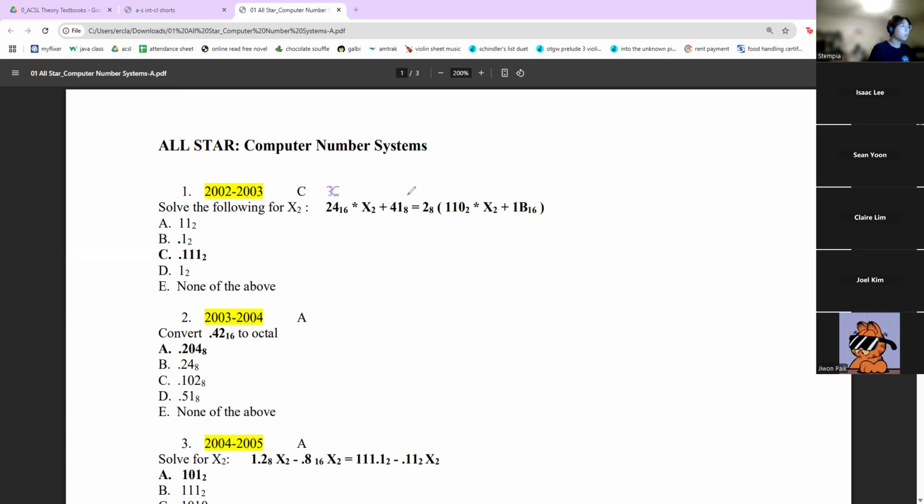We don't know what this x is. 41 in octal is going to be, I don't know, 1 plus 32 is 33, I think. 2 in octal is 2 in base 10. 110 in base 2 is 6, I believe, in base 10. And then 1b16 in base 10 is 27. So if we were to solve this out, we essentially have 36 times x plus 33 is equal to 12x, I did 2 times x plus 54.